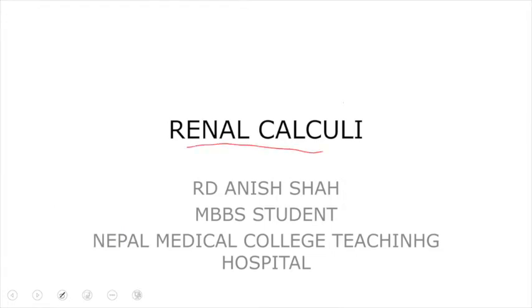It is also known as nephrolithiasis. Nephrolithiasis means there is presence of a stone in the renal tract, and that is known as renal calculi. And how does it happen? It is due to precipitation of the urinary solute as a stone.